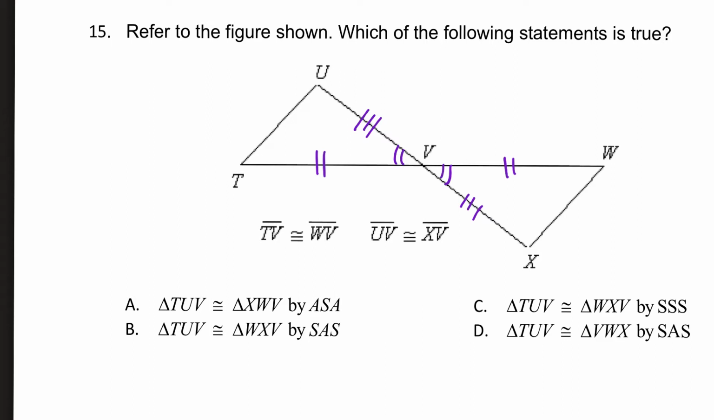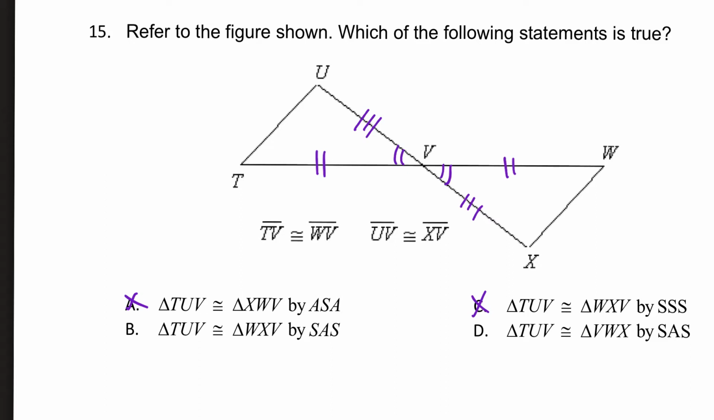Okay, so I can solve these. I can prove these two triangles are congruent using side angle side. You have two sides and the angle between them congruent between the two shapes. So we're not going to use that one, and we're not going to use C. So our question is, which one of these two has a correct congruent statement? So they said TUV. Both of them start with TUV.